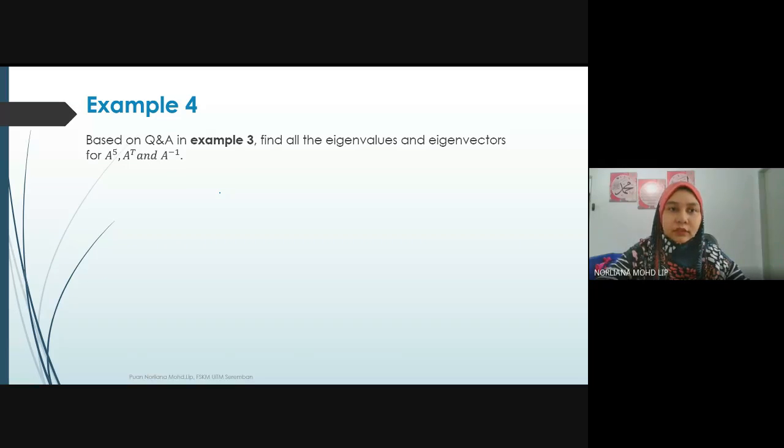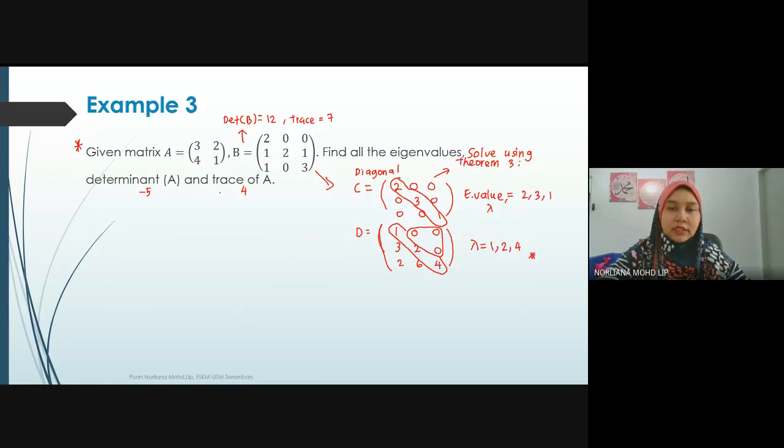Okay, for example, based on the question in example 3, find all the eigenvalues and eigenvectors. Example 3.